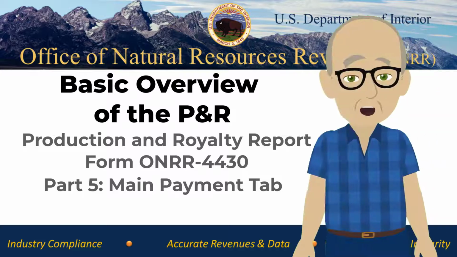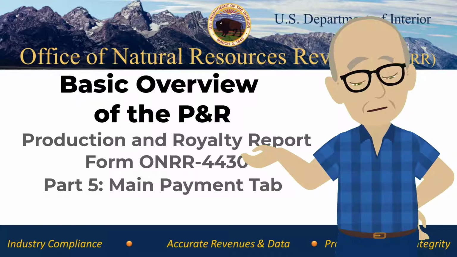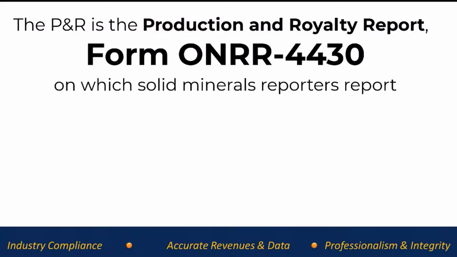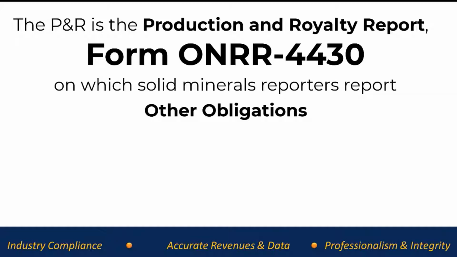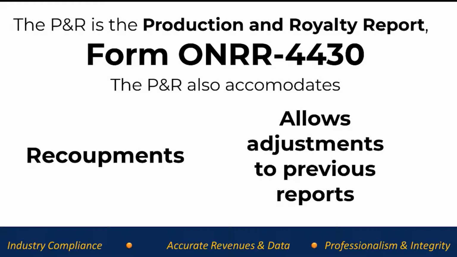This video will focus on the main payment tab of the Form Honor 4430, Production and Royalty Report, known as the P&R. The P&R is the form on which Solid Minerals reporters report production, sales, royalties, and other obligations. The P&R also accommodates recoupments and allows adjustments to previous reports.